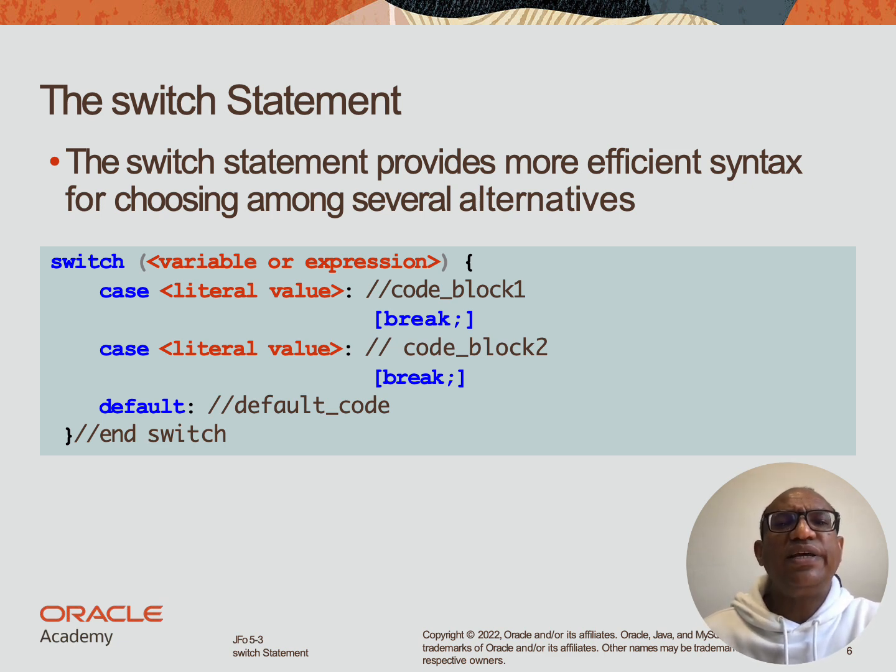The switch keyword indicates a switch statement. Variable is the variable whose value you want to test. Alternatively, you could use an expression. The variable or the result of the expression can only be of type char, byte, short, int, or string.